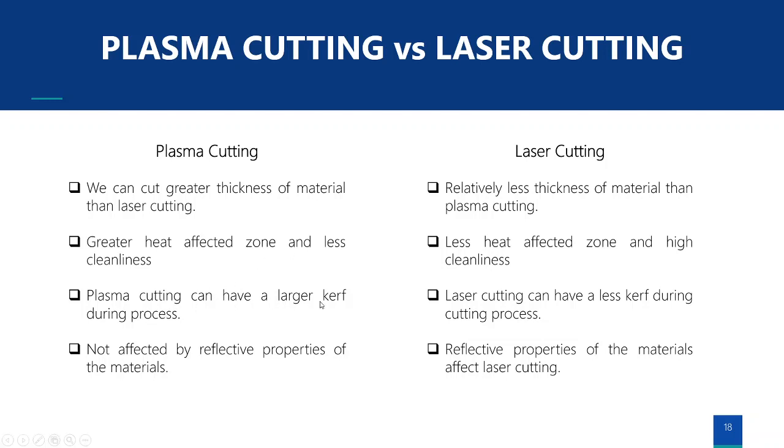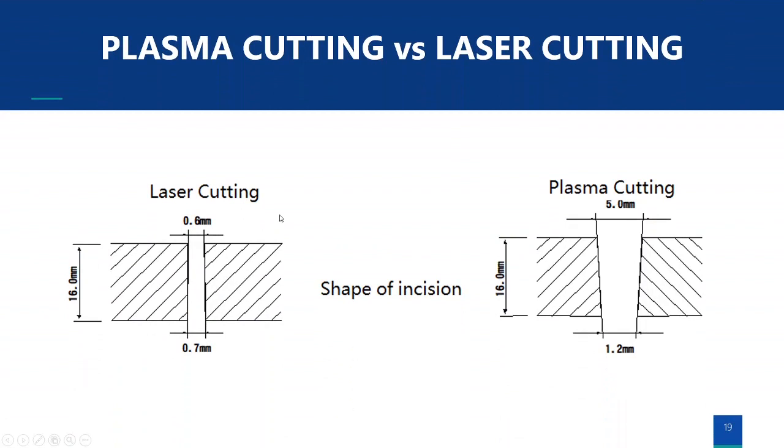In plasma cutting, we have larger kerf during the cutting process. But in laser cutting, we have relatively less kerf during the cutting process. Kerf means the width of the material that is being cut from the workpiece. The last but most important difference between these two processes is the reflective property of the material. Reflective materials are not affected by the plasma cutting, but these are affected by the laser cutting. Reflective materials cannot be processed in laser cutting. So, as you can see here, this is the lower kerf in laser cutting and this is a higher kerf in plasma cutting.